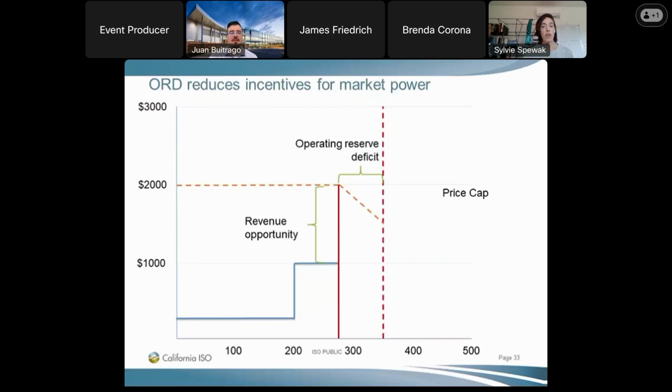I think that withholding is one of the problems that arise when you have a scarcity pricing mechanism or an opportunity for increased revenue. So it's one of the problems that come out of some of these solutions to reliability, and they're necessary to address as we try to solve some of the other problems. I see James has his hand up.